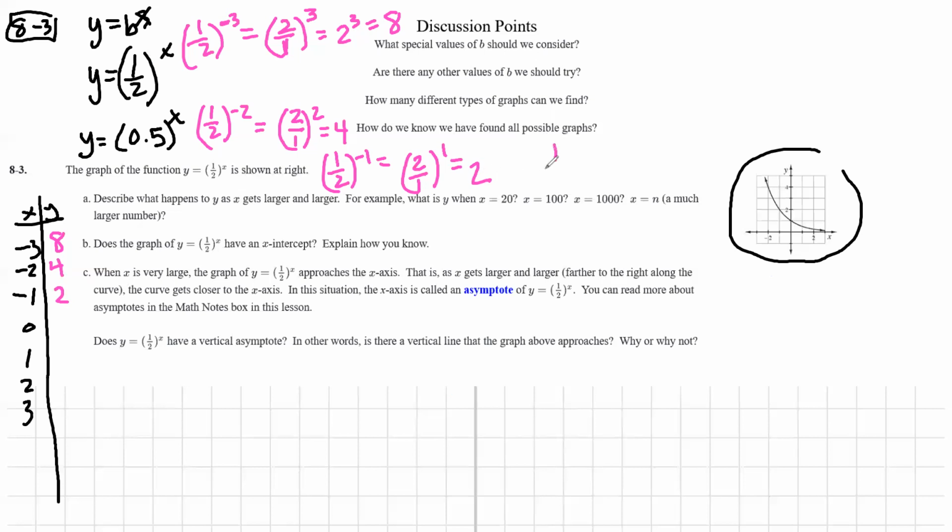All right, so 1/2 to the 0 power is, what's anything to the 0 power, guys? Good, 1. So that's going to be 1. Again, that's our important point. That's 0, 1. We're going to graph this in a second.